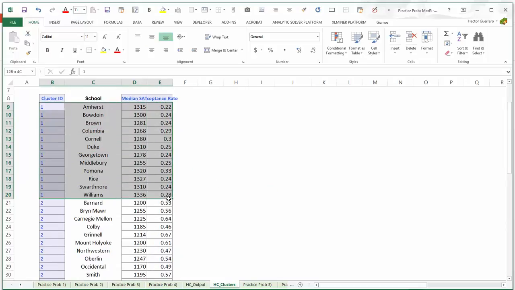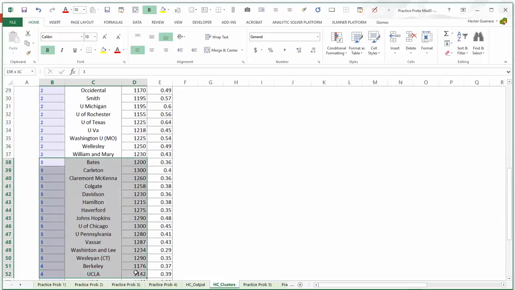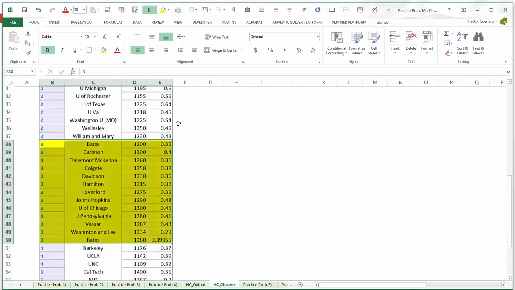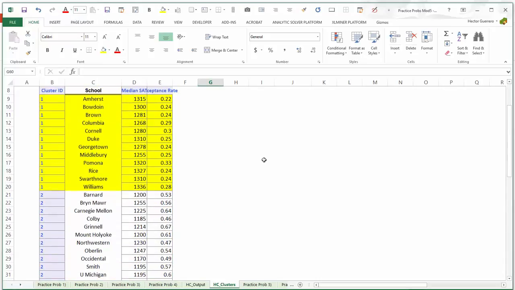Here's cluster number 1. I'm going to color these guys. Cluster number 2, I'll leave that color. Cluster number 3, I will color. Need to pull it down one more. There we go. Cluster 4, cluster 5, and cluster 6. So let's look at some of these clusters and see what we find.